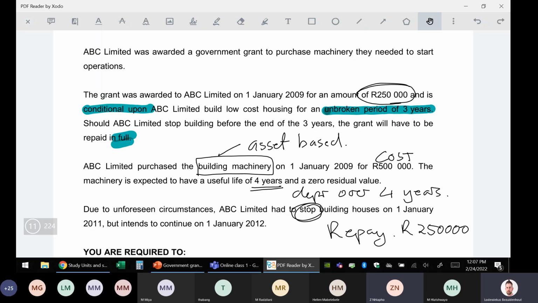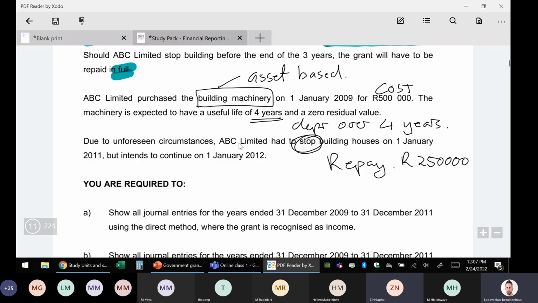But because we reduced the cost of the asset with the grant, that means our depreciation for the last 2 years was also less. So we have to now increase the depreciation to what it would have been if there was no grant previously. All right, so that is what we have to do now.